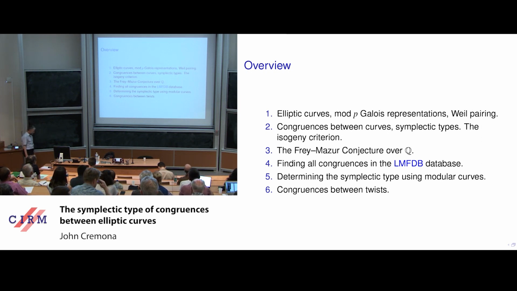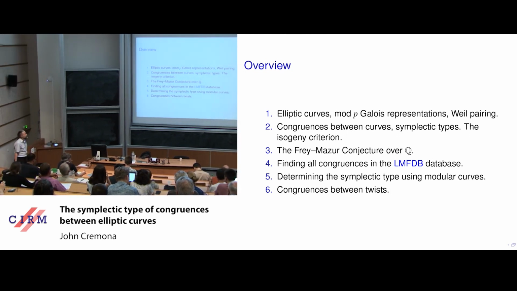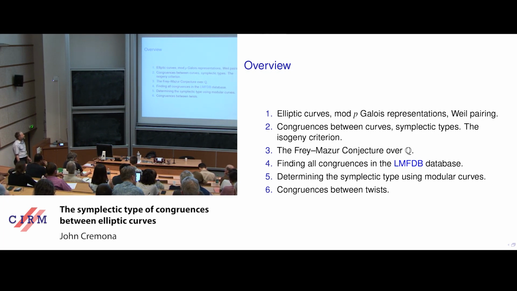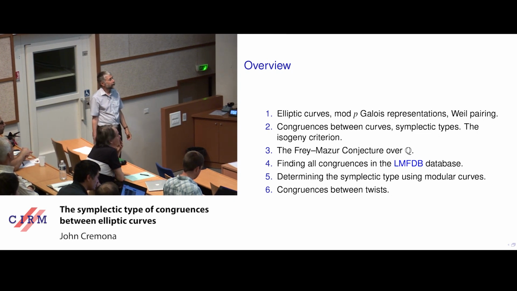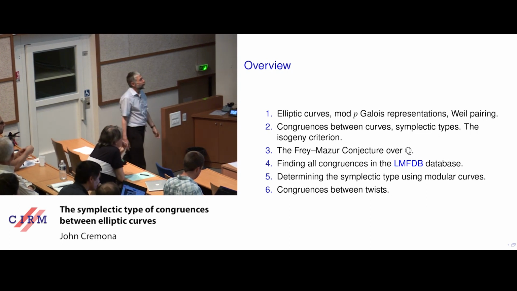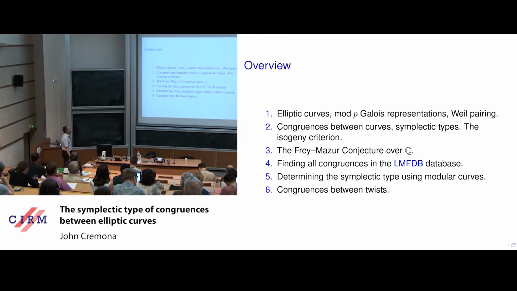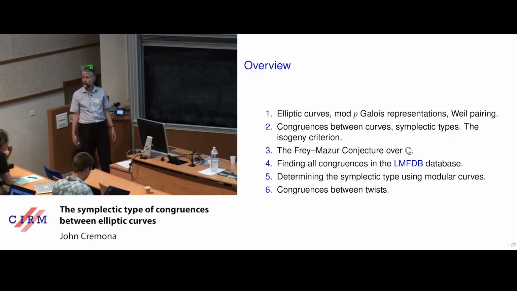I'll start out by giving a bit of background and definitions, because not everyone in the room is an expert on elliptic curves and Galois representations, although some of the people in the room definitely are. I'll mention the Frey-Mazur conjecture, where we have a little something to say, and then I'll talk more about the computational part of the project, finding all congruences, and how to determine whether they're symplectic or not. And then at the end, partly time permitting, I'll tell you some of the theoretical results we have about congruences between elliptic curves which are twists.